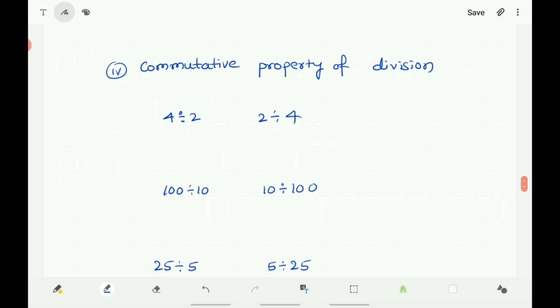Next let us come to the commutative property of division. Again you take any two natural numbers. So here let us take 4 and 2. You know that 4 divided by 2 is 2. And 2 divided by 4 is 0.5. So you can say that exactly here 2 is not equals to 0.5. Therefore 4 divided by 2 is not equals to 2 divided by 4.